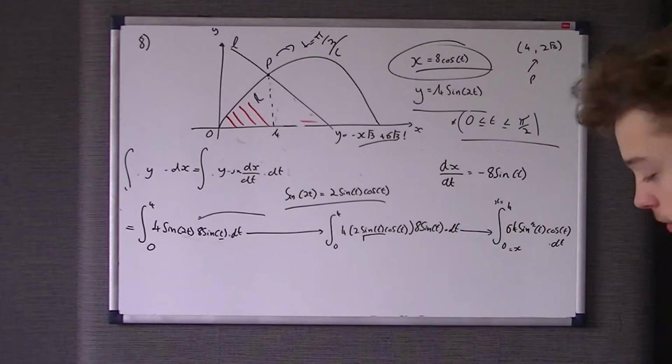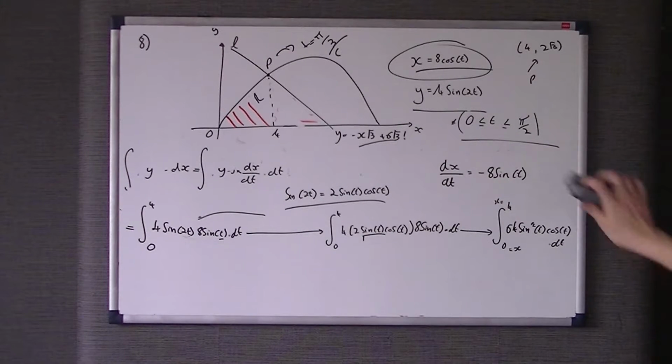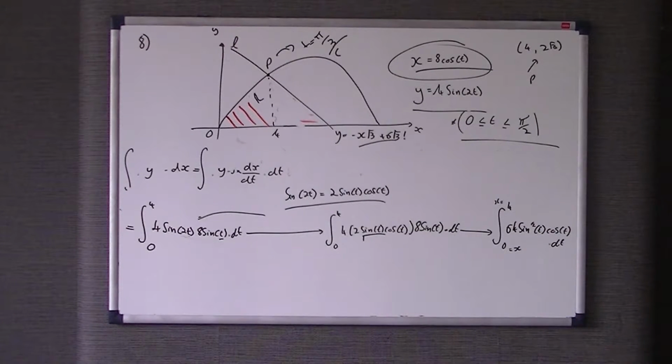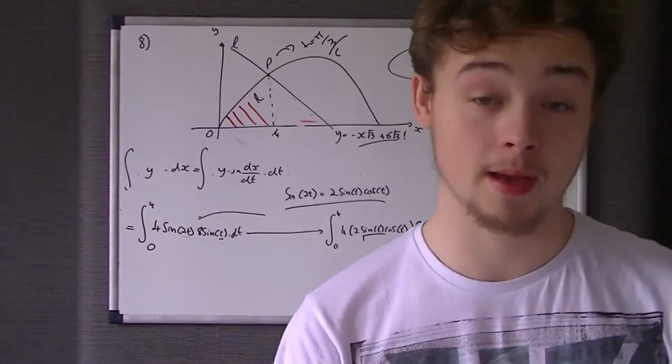So the only thing we can do with this is change them to t limits, because we're not being asked to work this out just yet in part C.